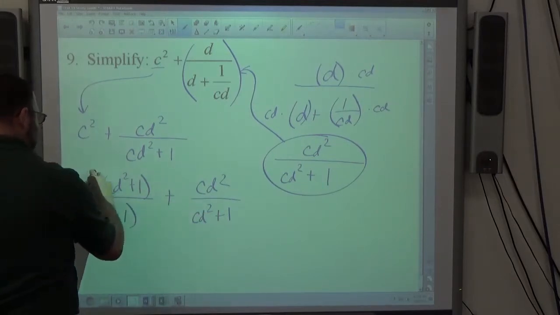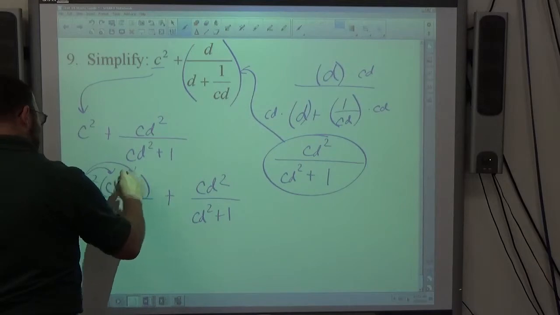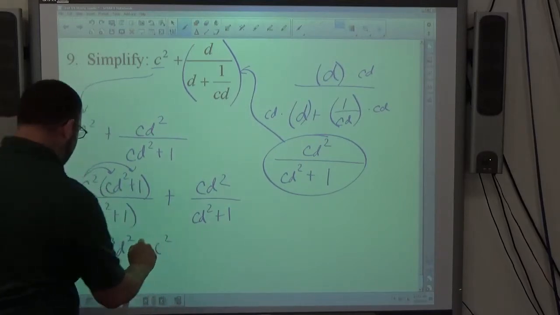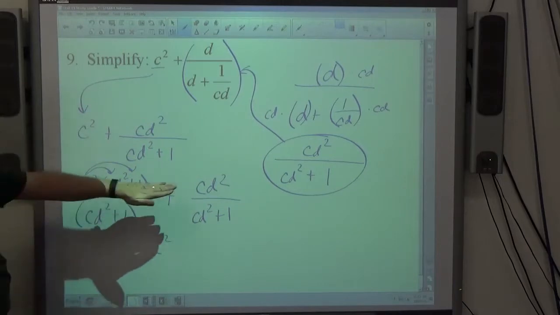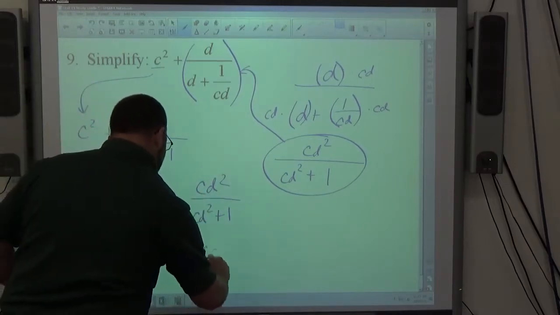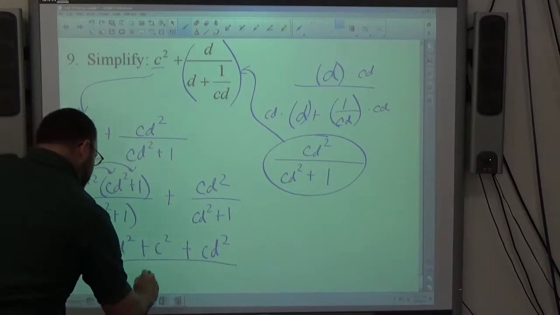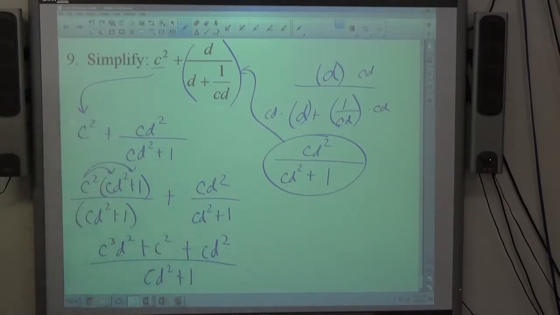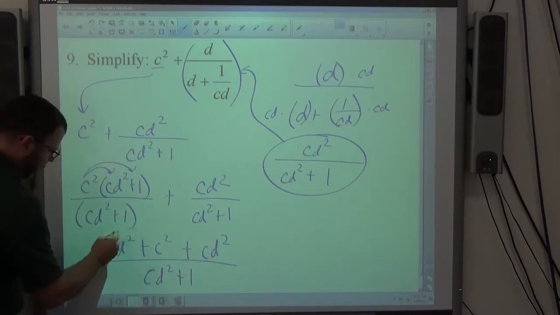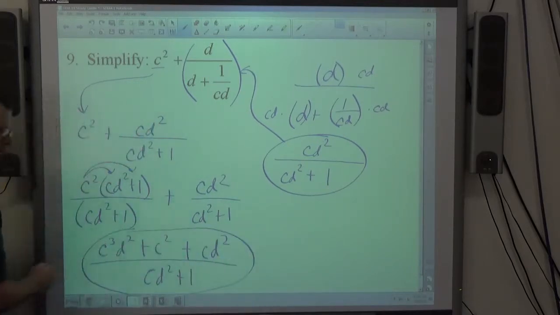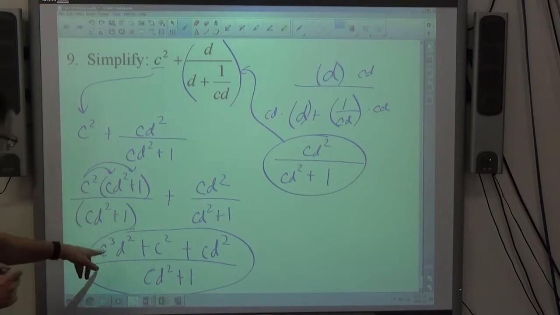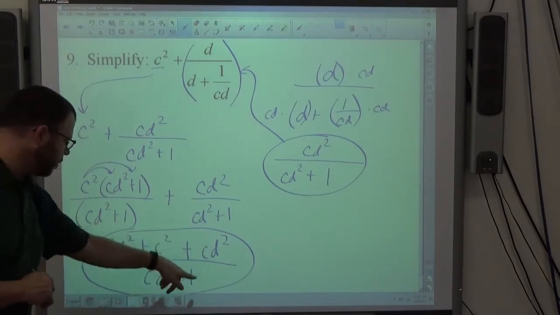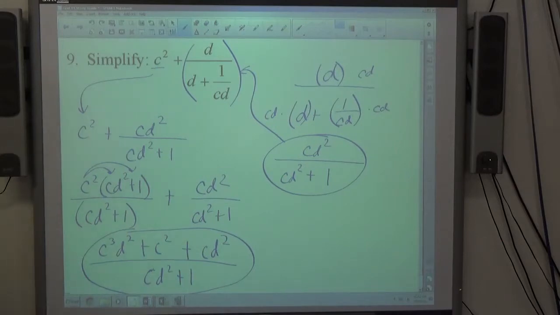If I distribute this, I get c cubed d squared plus c squared for the first numerator, added to the second numerator, cd squared. All that goes over cd squared plus 1. No like terms on top, so that's as far as I can possibly go. And there could be a temptation to reduce. Everything has a c except for that, so nothing reduces. These all have d, those don't. So again, I wouldn't expect this to reduce.